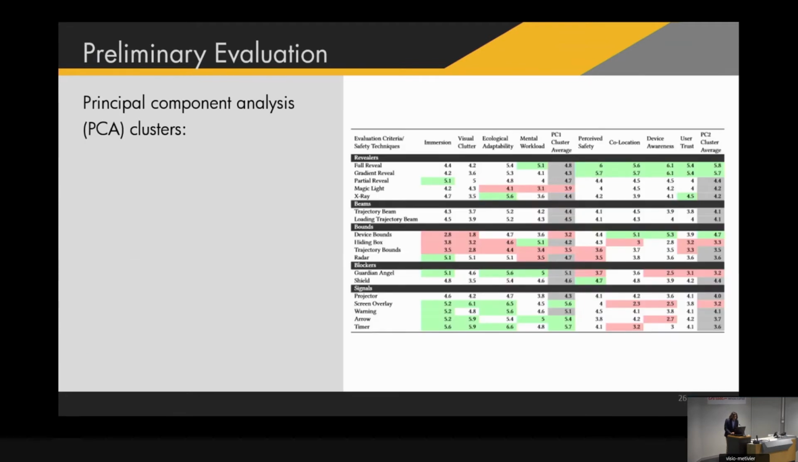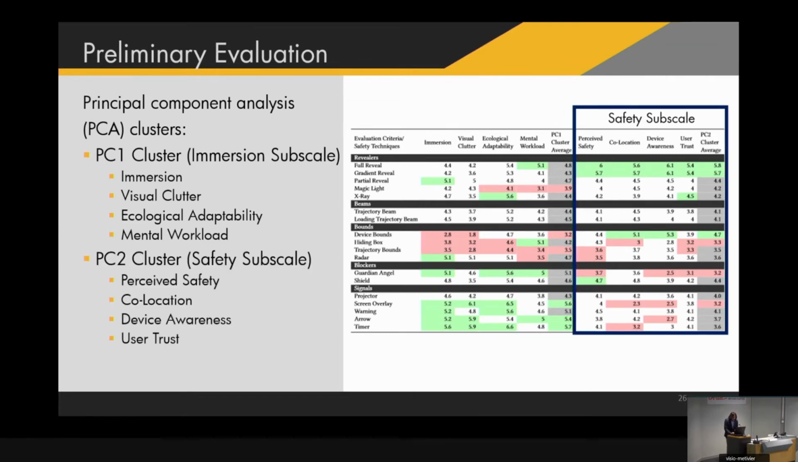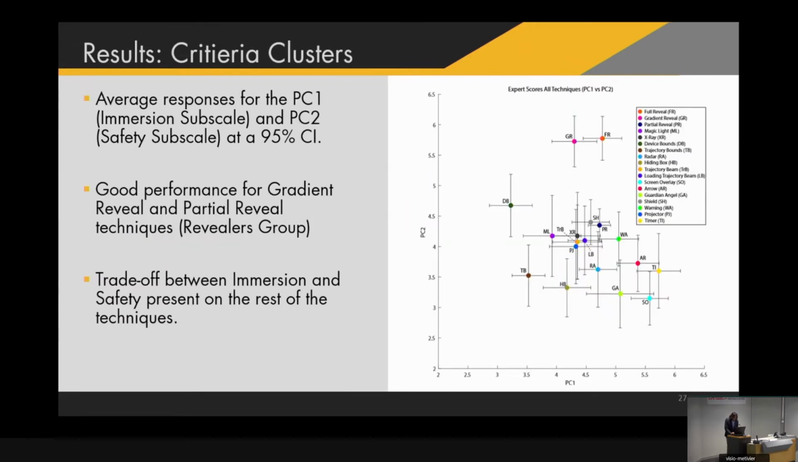And then, based on the results, we ran a principal component analysis to find clusters of criteria. And we found 2 clusters. One we decided to call the immersion subscale, which groups immersion, visual clutter, ecological adaptability, and mental workload. And the other one groups perceived safety, co-location, device awareness, and user trust.